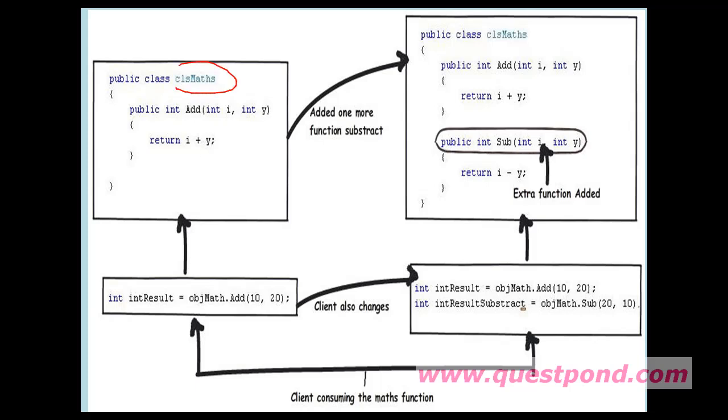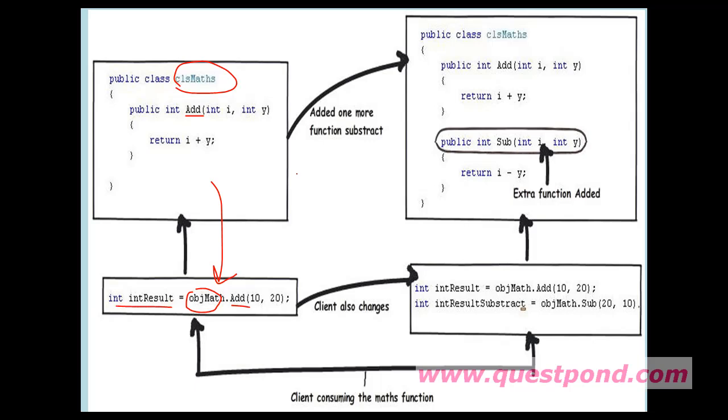Now here's a simple CLS maths class, and this CLS maths class has an add function. And this CLS maths class is consumed in UI code. So basically, you have created an object called objMath of CLS maths, and you are calling the add function, and you are getting the results.